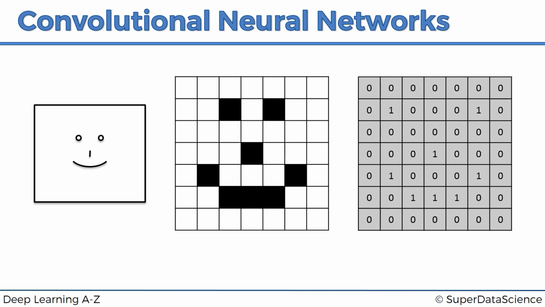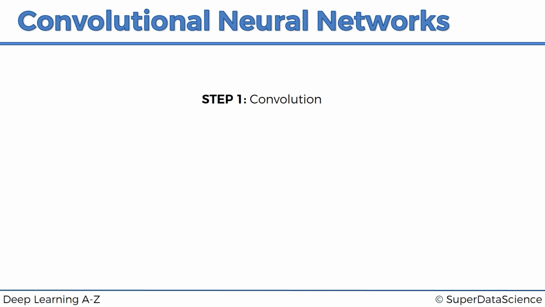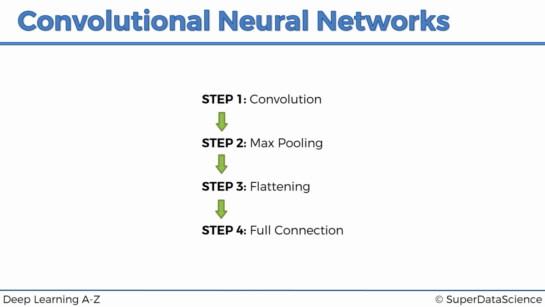And the steps that we're going to be going through with these images are step number 1, convolution, step number 2, max pooling, step number 3, flattening, and step number 4, full connection. I can imagine that probably none of these words mean much to you at the moment, but by the end of this section of the course, you will understand them in great detail and exactly what they're doing. So we'll get started in the next tutorial.